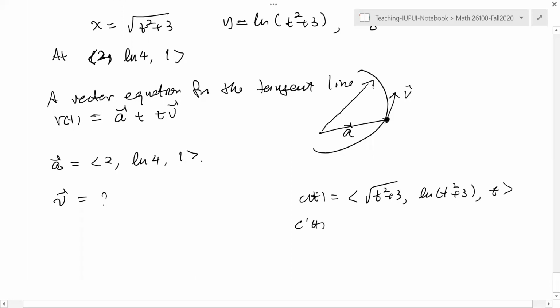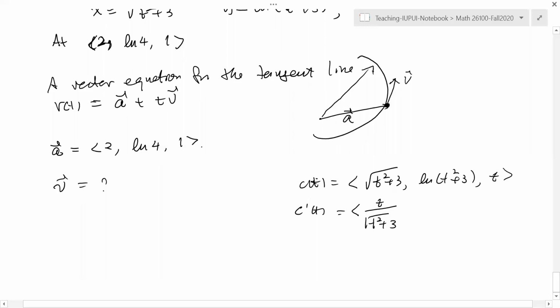So the tangent vector is going to be, you just differentiate. You differentiate the first one. This is going to be t over the square root of t squared plus 3, and then the derivative of the second one, using the chain rule. That will be 2t over t squared plus 3, and the other one is just 1. So this is a tangent vector at the particular point.